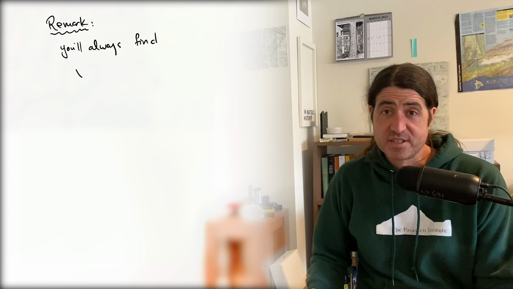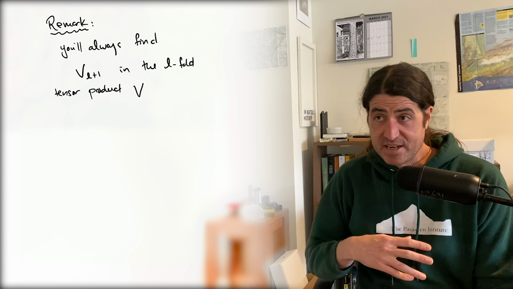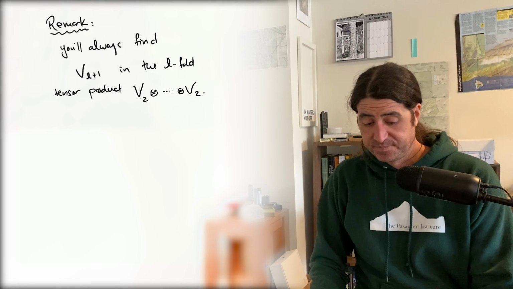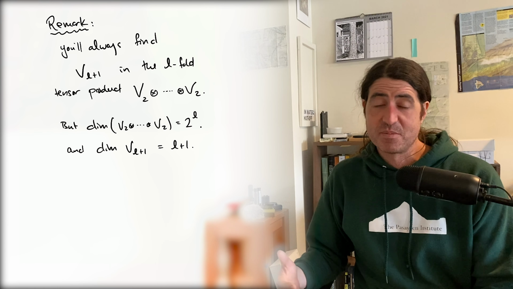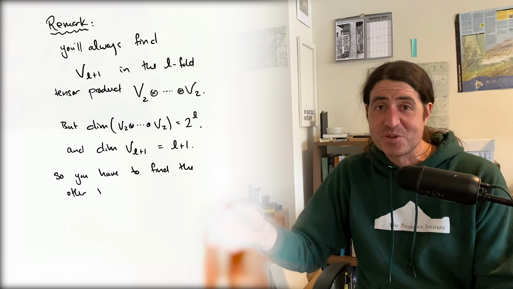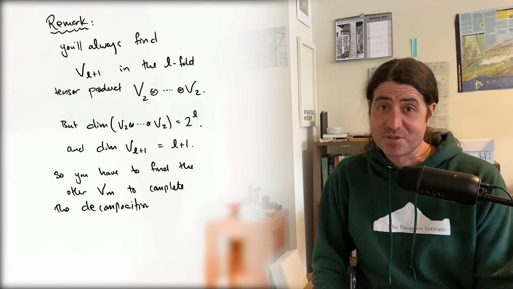Suffice it to say, you're always going to find the VL plus 1 representation of SU2 latent in an L-fold product. But that leaves you with 2 to the L minus quantity L plus 1 dimensions that you have to redistribute in terms of the other irreducible representations of SU2.